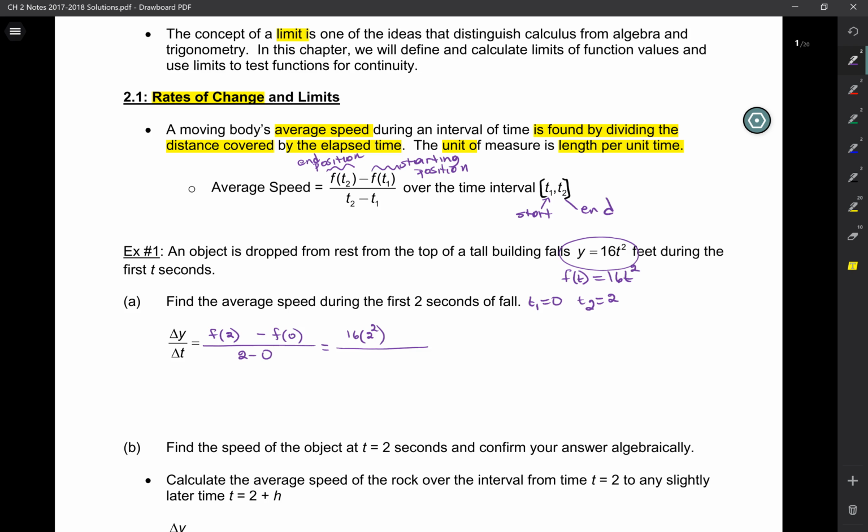Okay, so let's do that too. So 16 times 2 squared, that's the final distance, minus the initial distance, which is 16 times 0 squared, all over 2.